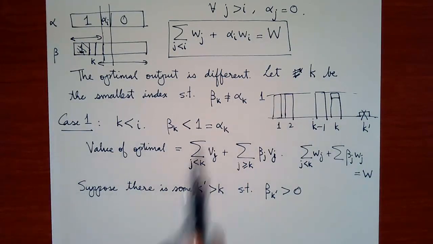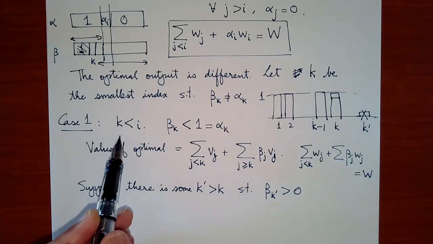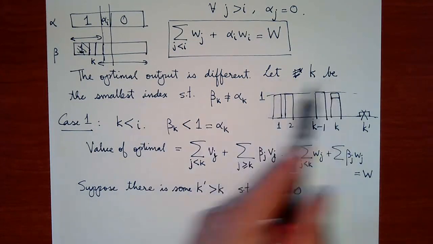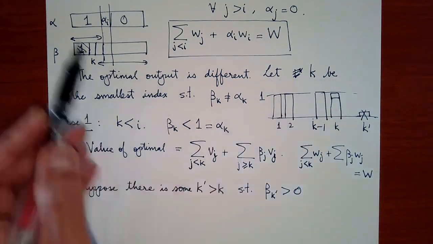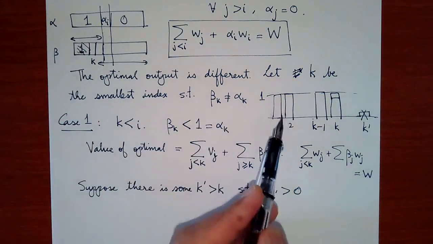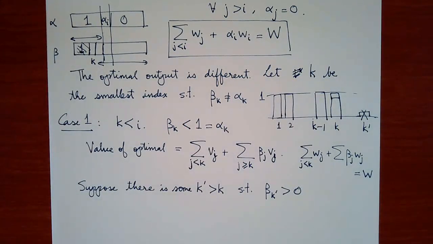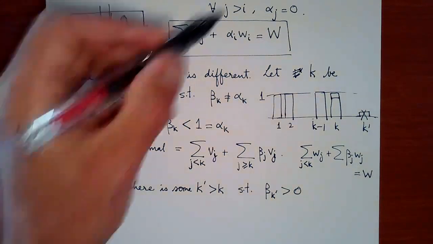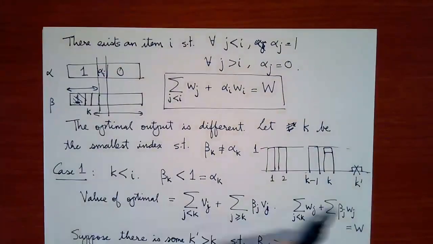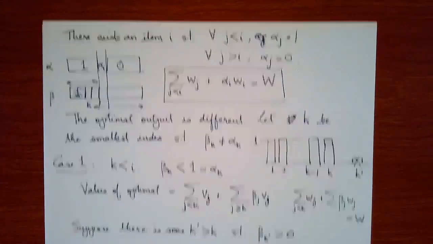No, but this was chosen to be the minimum index. This is the smallest index where it's not equal to alpha, and therefore, sorry, I'm messing up k and i. I'm mixing them up. K and i are different. I is really with respect to alpha. K is beta's thing.